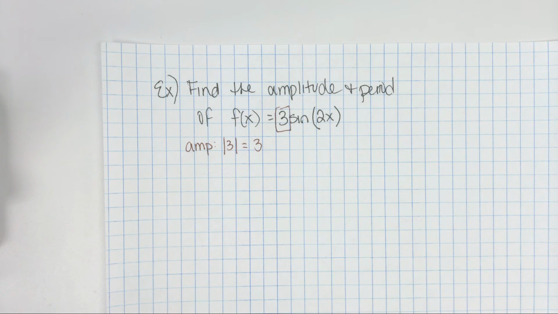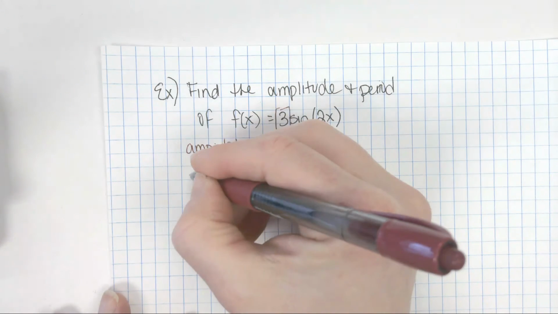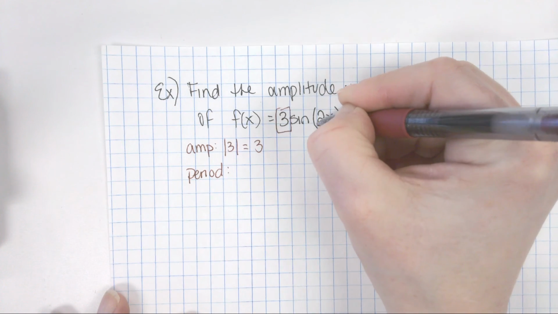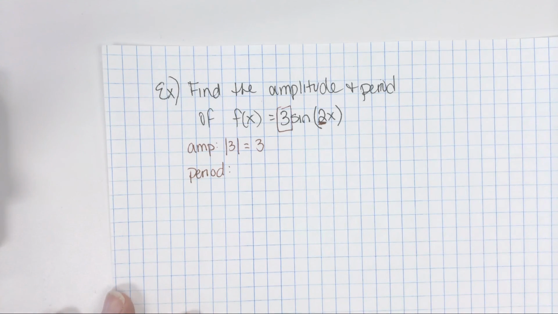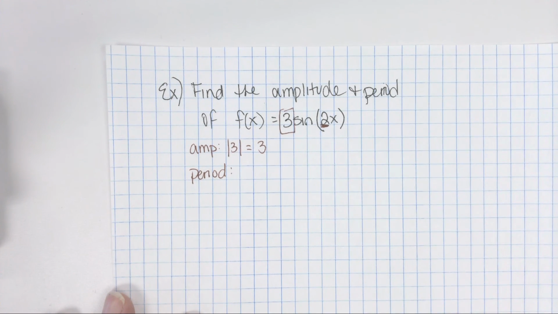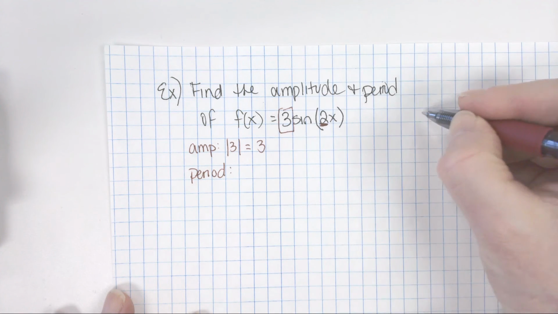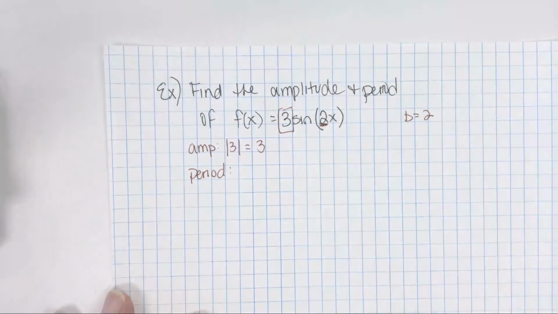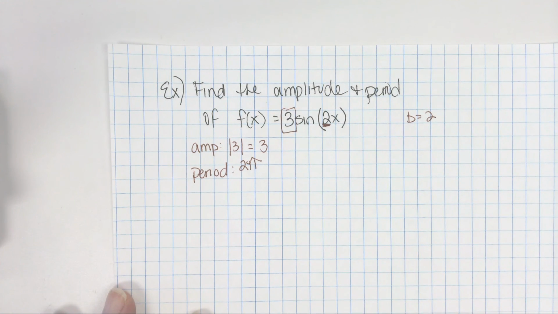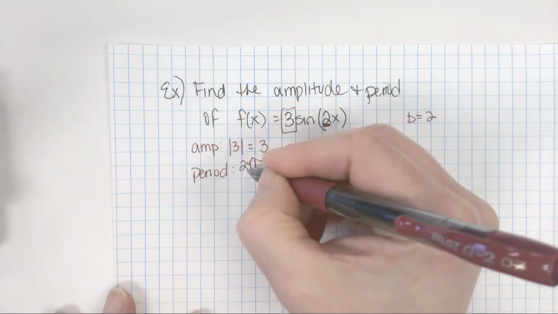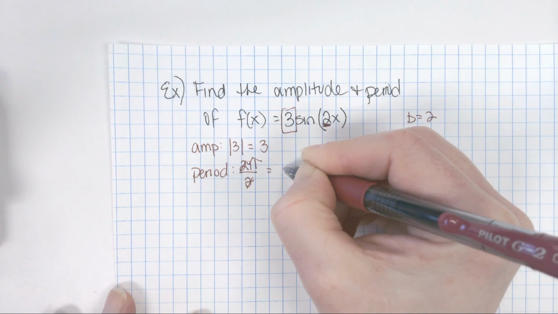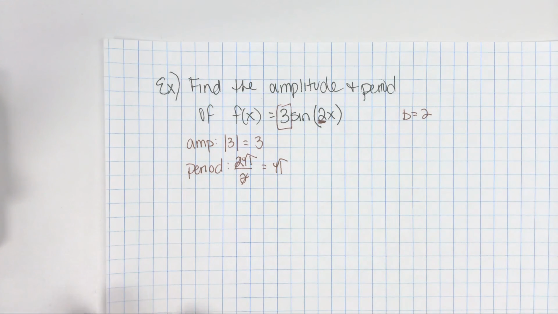Period is normally 2 pi, but what I do is I figure out what the coefficient of x is. What's x multiplied by? 2. So that's my b. b is 2. So the period we said was 2 pi over the absolute value of b. So we would take 2 pi divided by 2. What's the period of this function? Pi.